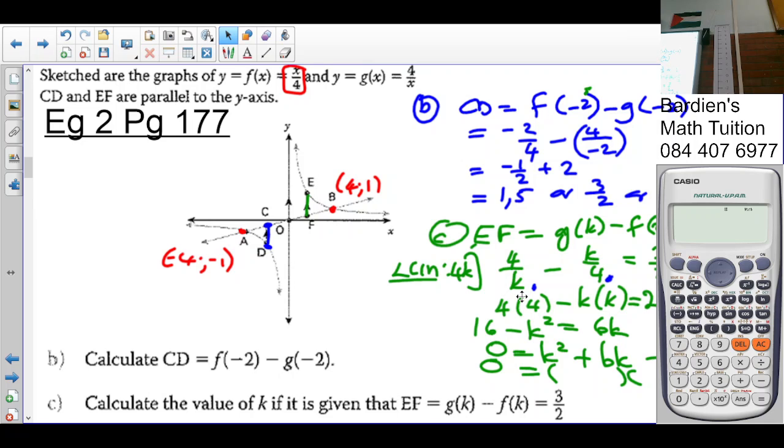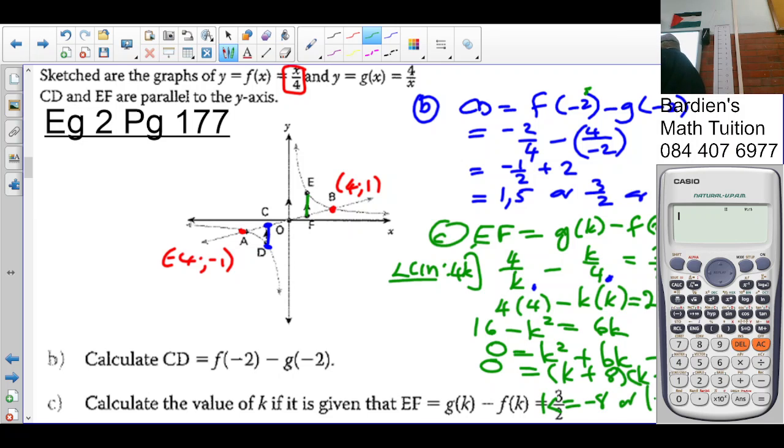Okay, so we'll have k and k, 8 and 2, plus and minus. So k is equal to negative 8, or k is equal to? Which one is it? It's going to be the 2. Why? Because that's on the positive part of the x-axis. Can you see that? So it's actually k is equal to 2.